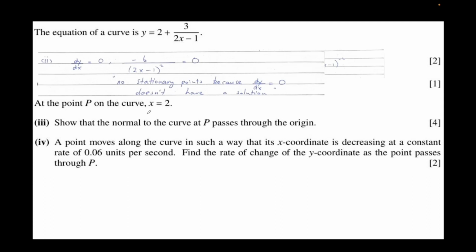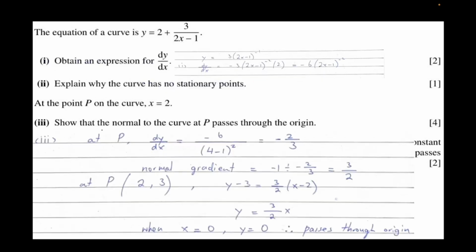At the point P on the curve, x equals 2. Okay, good. Show the normal passes through the origin. Showing that the normal passes through the origin. Take a look at this.